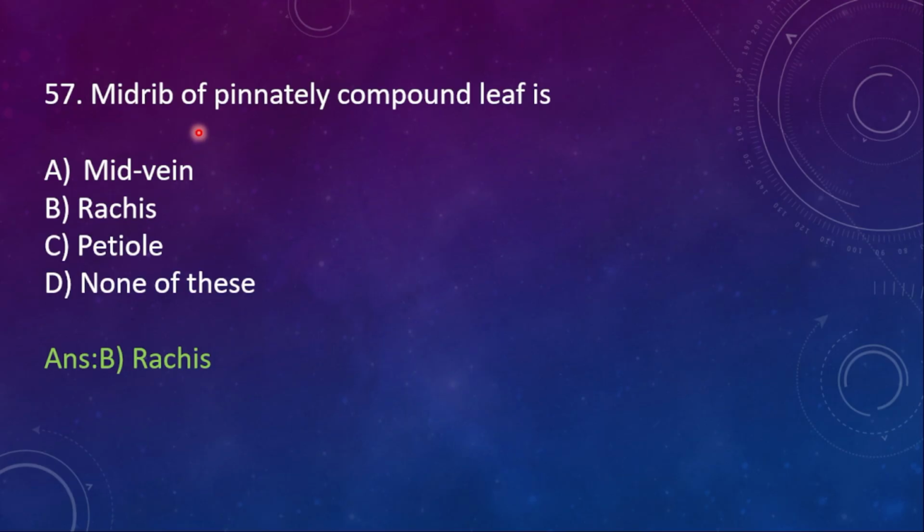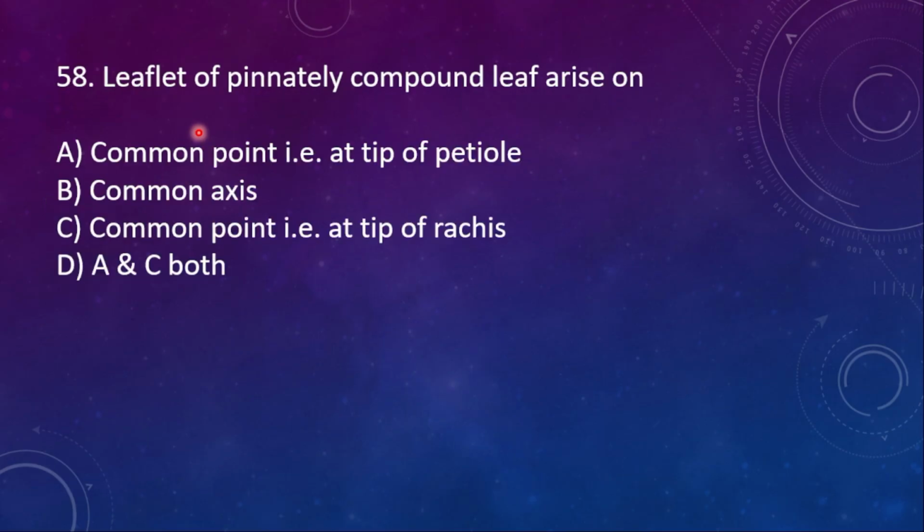And the next question, that is question number 58. Leaflets of pinnately compound leaf arise on A, common point that is at the tip of petiole, B common axis, C common point that is at the tip of rachis, D A and C both. Here the option is B common axis. Leaflets of pinnately compound, he is asking.